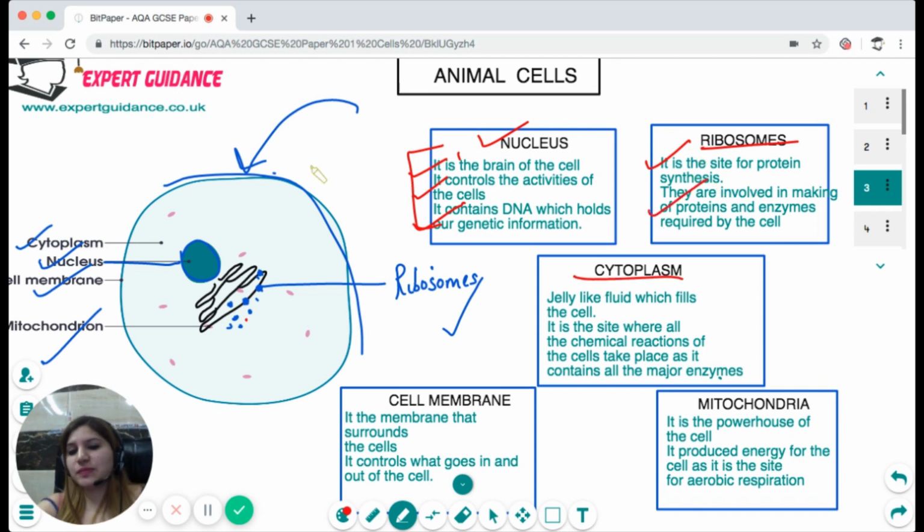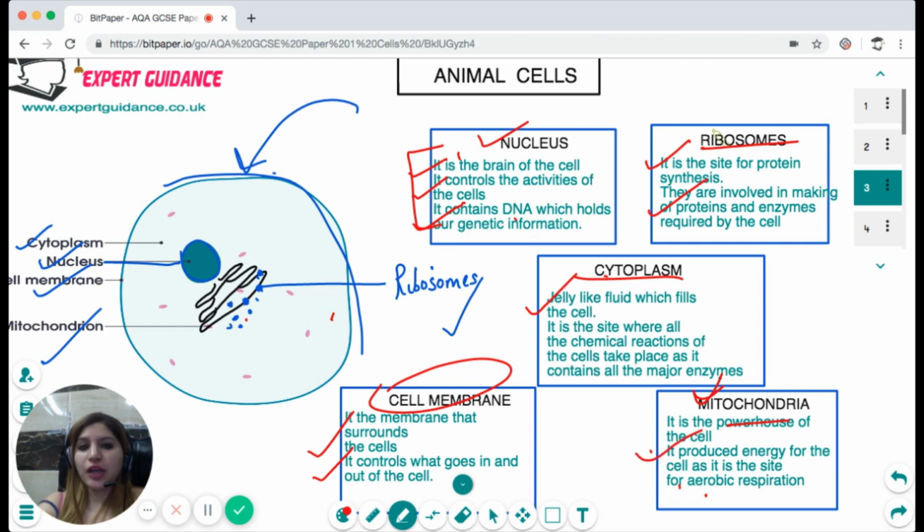Next is the cytoplasm. The cytoplasm is the jelly-like fluid which fills the entire cavity of the cell. It is a very important part because it has all the enzymes for the chemical reactions of the cell. So the majority of the chemical reactions of the cell take place in the cytoplasm. Next is the cell membrane, as it's the outer layer. So as it's the outer layer, it is controlling what is going in and out of the cell. And mitochondria is very important. It is the powerhouse of the cell. Powerhouse means it provides the cell with energy, as it is the site where aerobic respiration takes place.